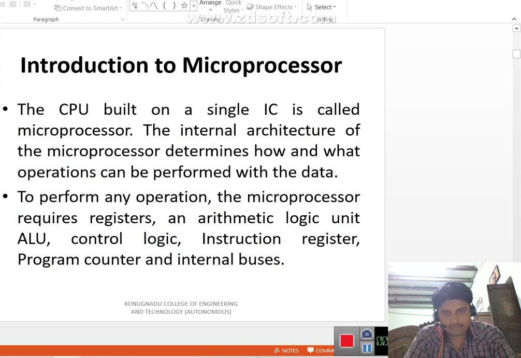Next, introduction to microprocessor. The CPU built on a single IC is called a microprocessor. Already I defined this: it is a CPU, central processing unit, inbuilt in a single IC. That is a microprocessor. So what functions does it perform? It contains the registers, arithmetic and logical unit, instruction register, program counter, and buses. So these are the functions performed by the microprocessor.